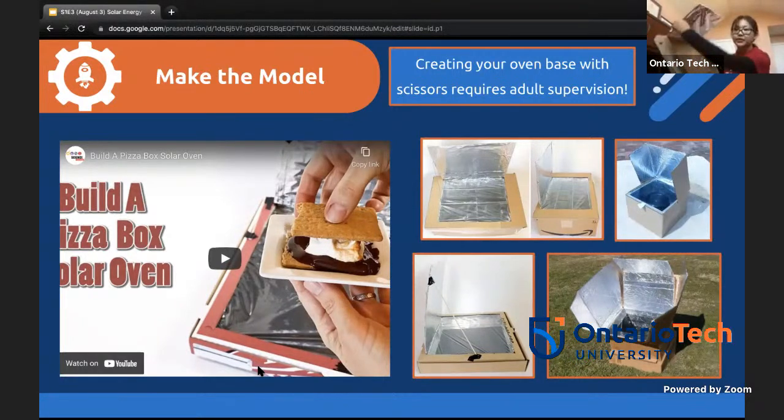So, got my tinfoil, got my plastic wrap, and on the bottom layer now, that's where we want to put our black paper on the bottom, where the pizza would normally go.